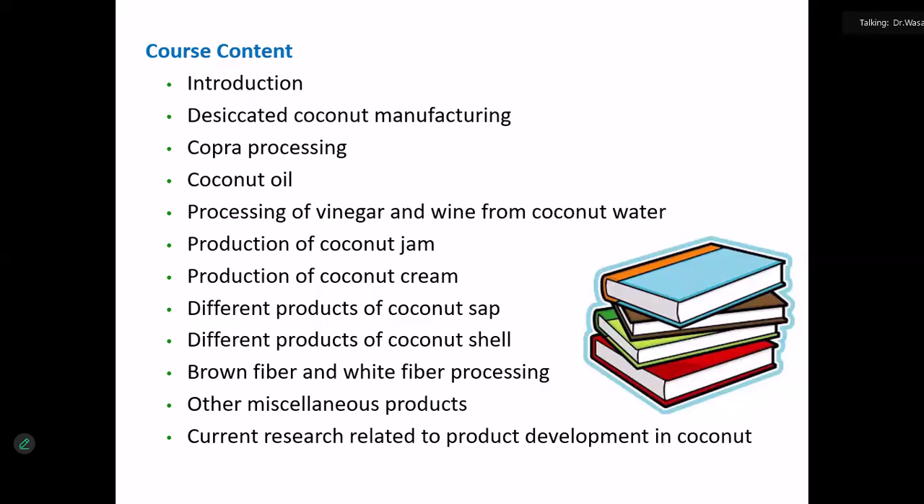This subject is continuing even in your MSc: value addition of export crops, such as tea, rubber, coconut and ESC. Professor Chandana and myself, we are doing the MSc.